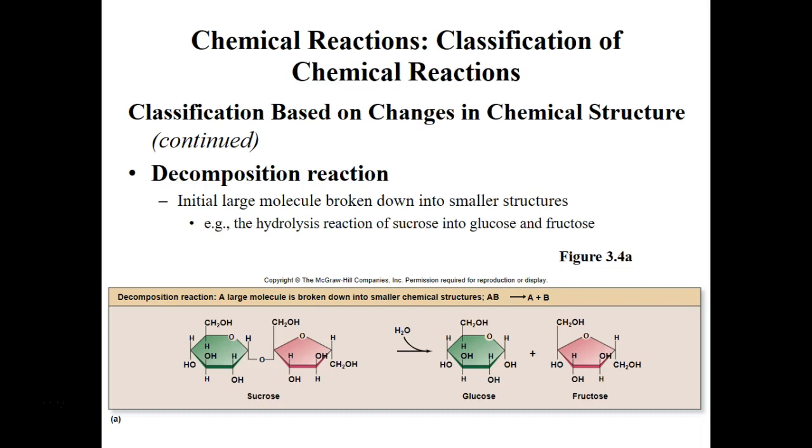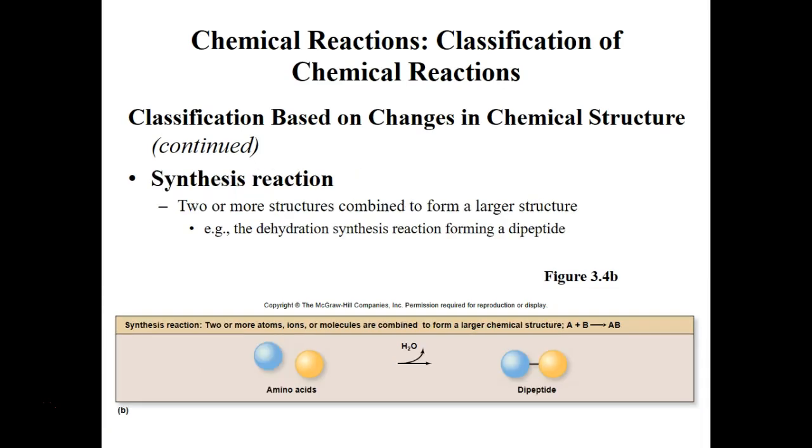And so we can see chemical reactions in different forms. A decomposition reaction, like a hydrolysis, would be breaking down molecules into their simpler forms. So breaking bonds apart, that's decomposition. A synthesis reaction, such as dehydration synthesis, is a building up reaction, an anabolic reaction, where we're taking two smaller molecules and building a bond between them.